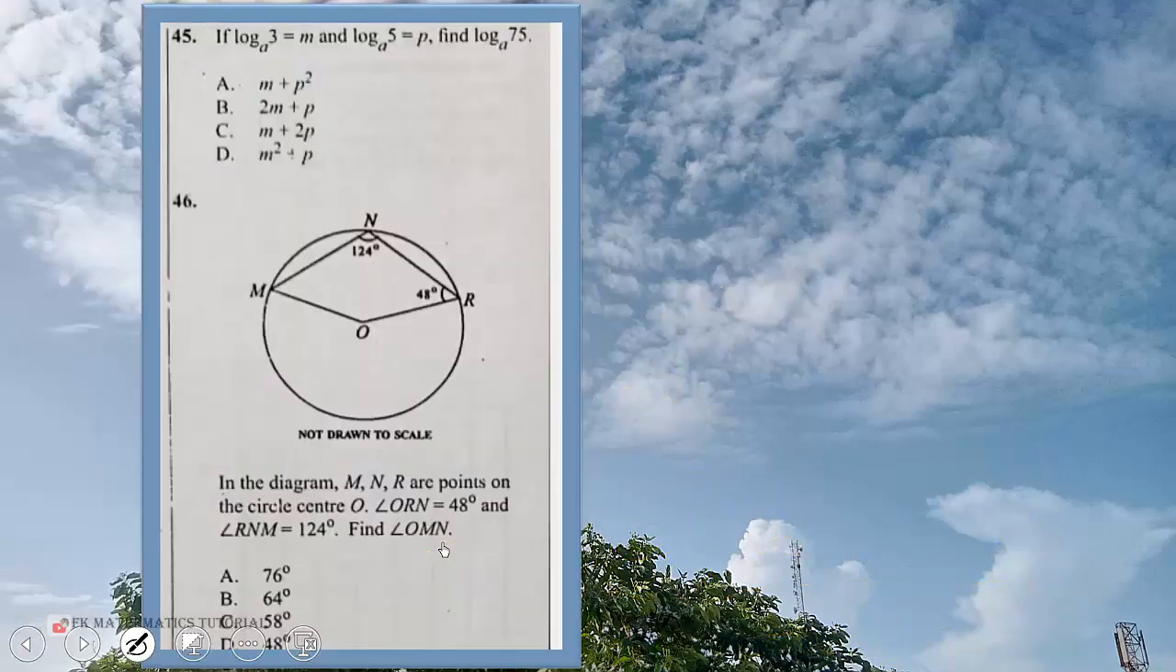If log base A of 3 is equal to m, and log base A of 5 is equal to p, then log 75 to base A will be equal to log base A of 3 times 25.